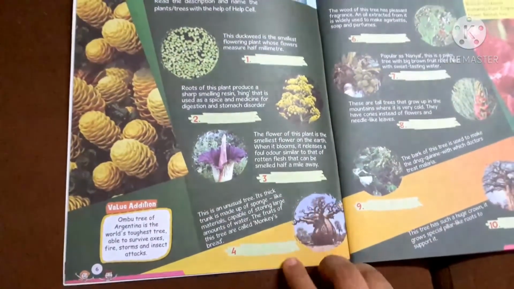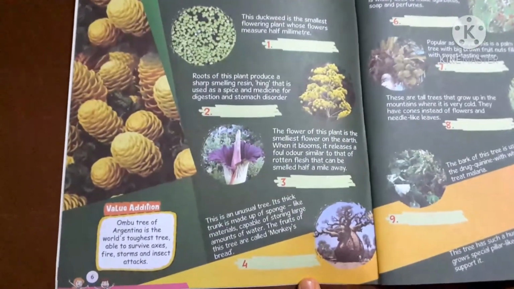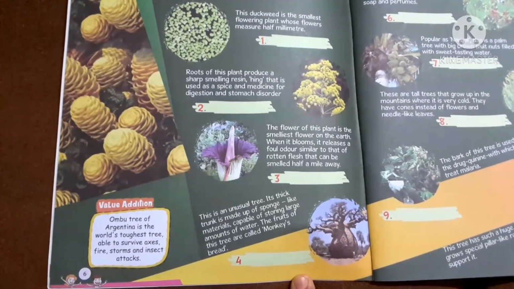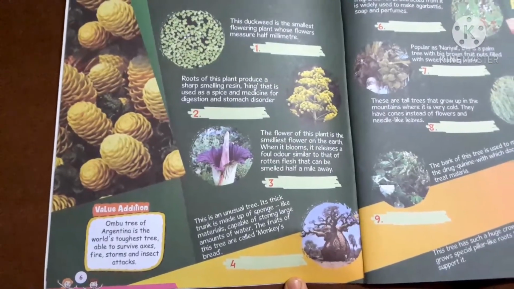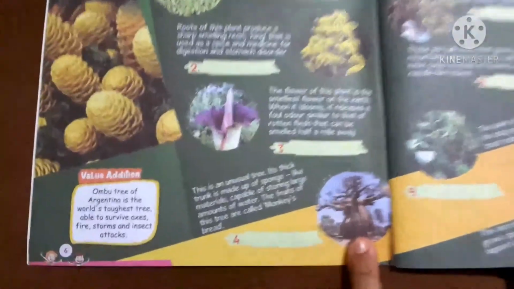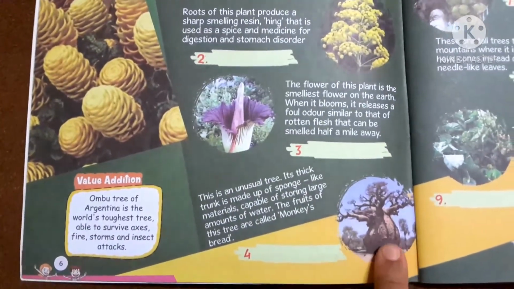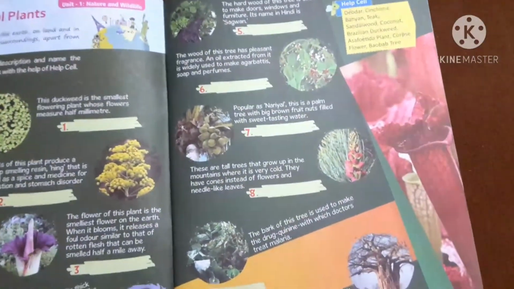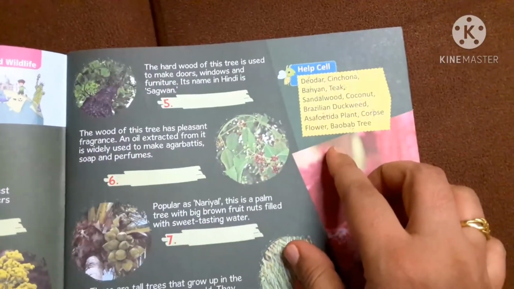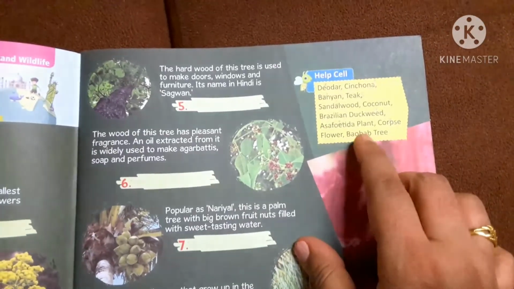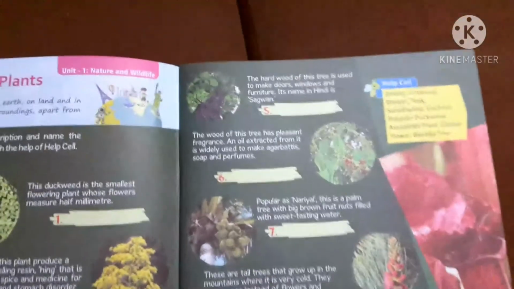Okay. Going to the fourth one. This is an unusual tree. Its thick trunk is made up of sponge-like material capable of storing a large amount of water. The fruit of this tree is called monkey's bread. The tree will be very soft when you touch it. If you poke it, you can get water from that. Which tree is this? This is nothing but baobab, B-A-O-B-A-B. You pronounce it as baobab tree. So pick the answer from the hint cell and write it down in the blank given. Okay. Then going to the next one.